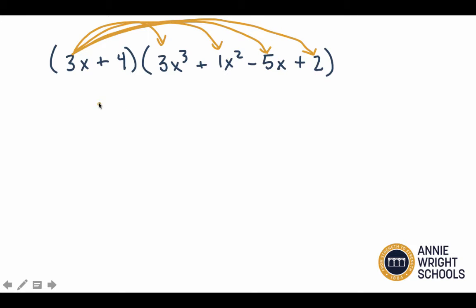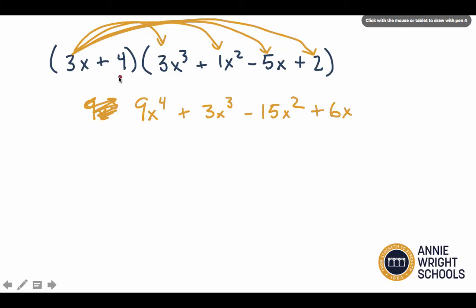And if I do that, I'm going to line it up. 9x cubed, or sorry, let me fix that. 9x to the fourth. 3 times 3 is 9. X times x to the third is x to the fourth. Plus 3x to the third, minus 15x squared plus 6x.